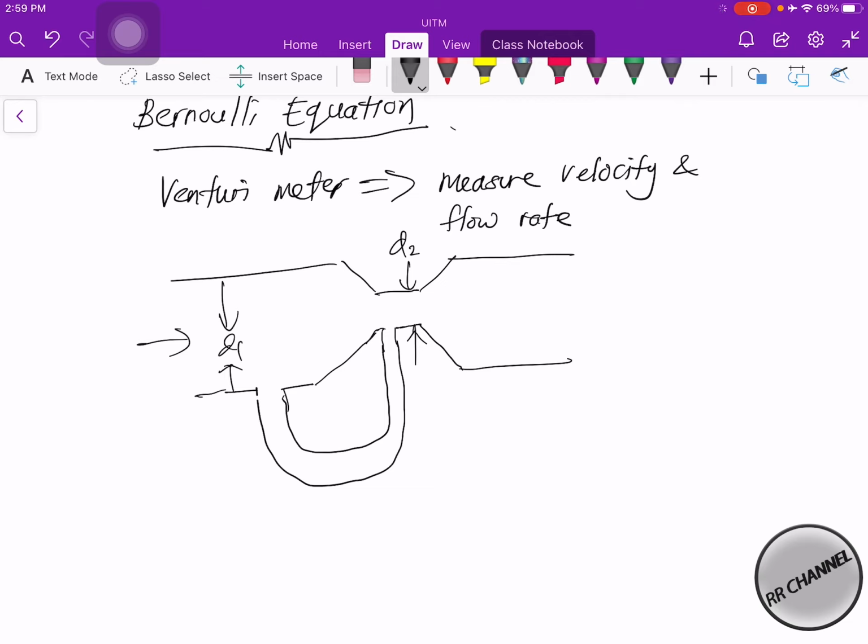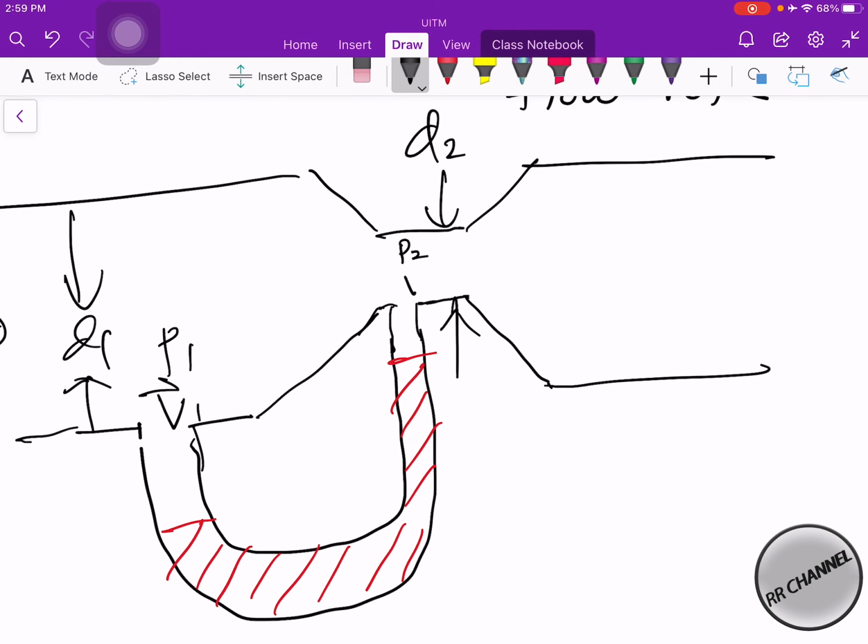This manometer can use any kind of fluid, and the one we usually use is mercury. Let's say water is flowing from point 1 to point 2. At point 1 we have some pressure P1 and velocity V1, and at section 2, the throat section, we have P2 and also V2.